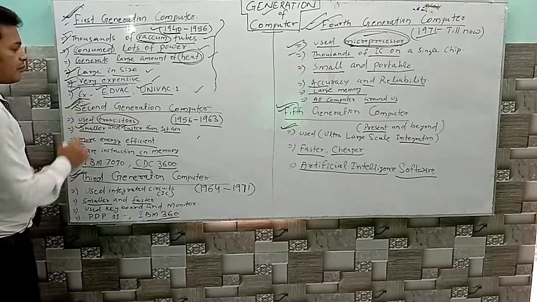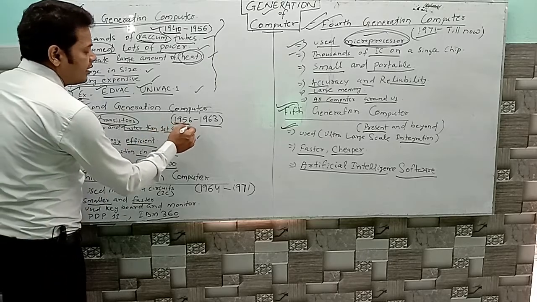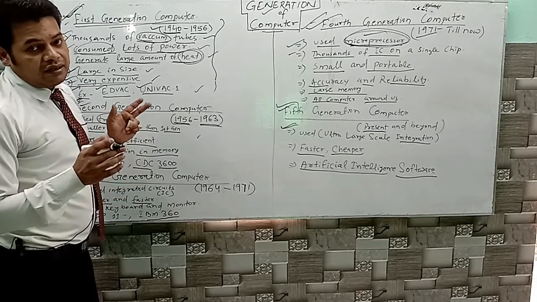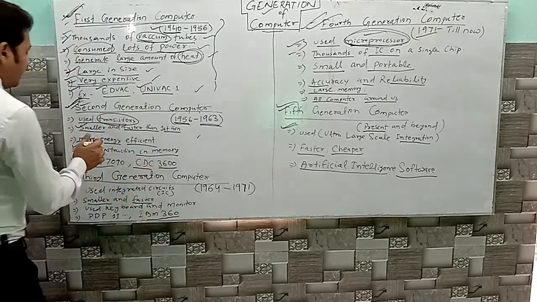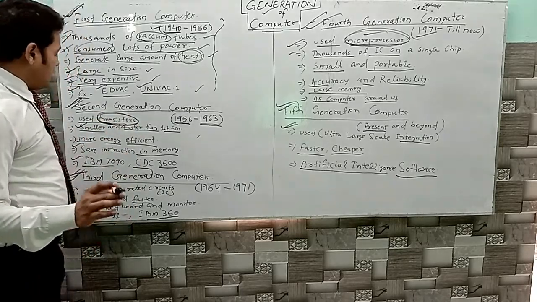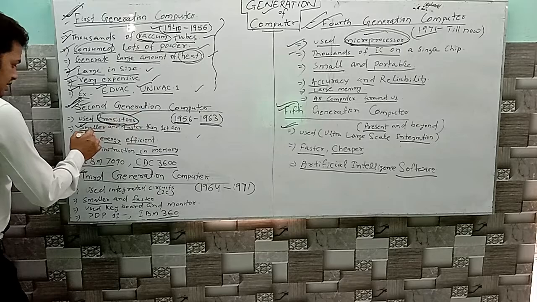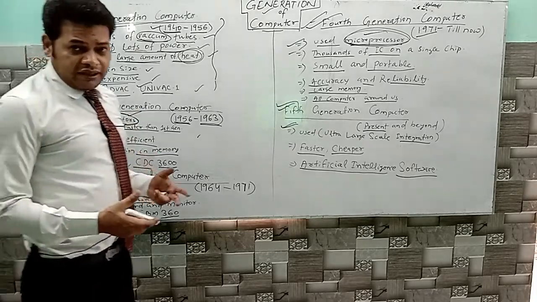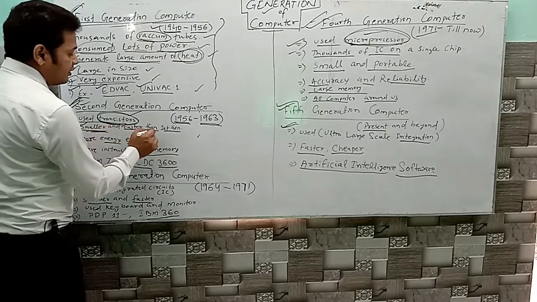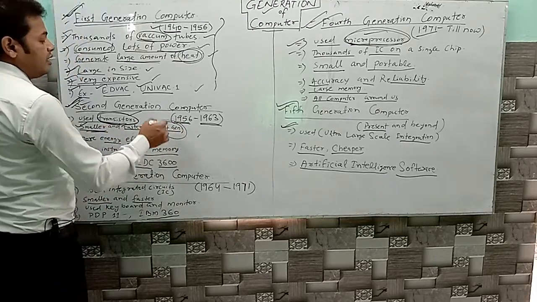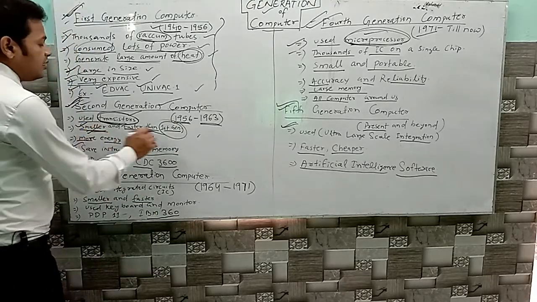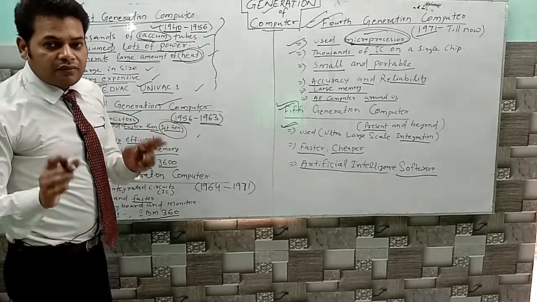The second generation of computer started in the year 1956 and ended in 1963. In this type of computer, transistors were very much used. After the use of transistors, the computer became faster and smaller than the first generation of computer.